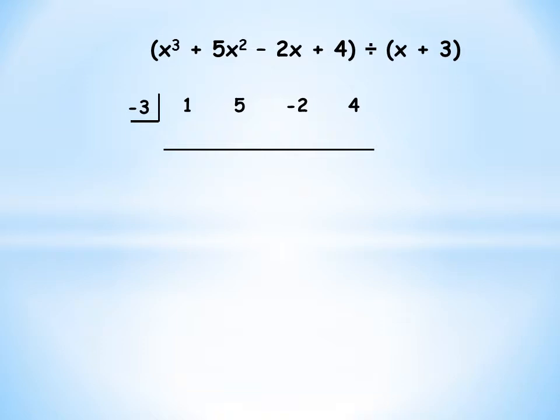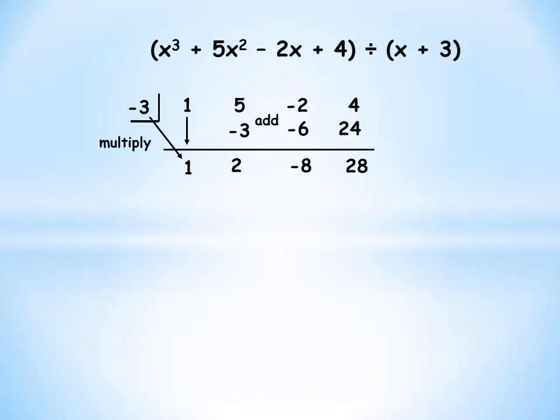So the first step is always to just simply bring down the first number. So there's a 1. I'm just going to carry it right down. Your next step will be to multiply the negative 3 and the 1, and you're going to put that underneath the next number, which would be 5. Then you're going to add: 5 plus a negative 3 will give me a 2. And then you'll just repeat all over again. Negative 3 times 2 will be a negative 6. Negative 2 plus a negative 6 will give me a negative 8. I'm going to multiply negative 3 times negative 8 for a positive 24, and then I'm going to add.